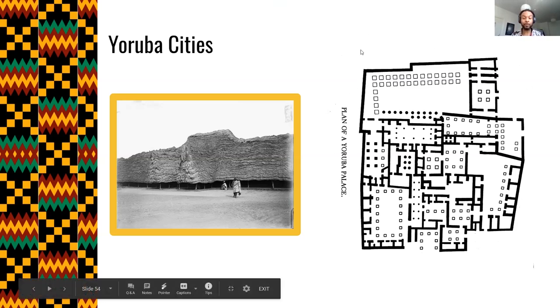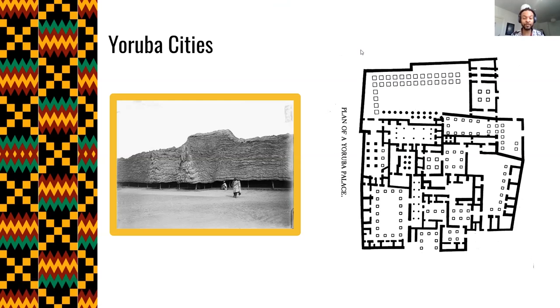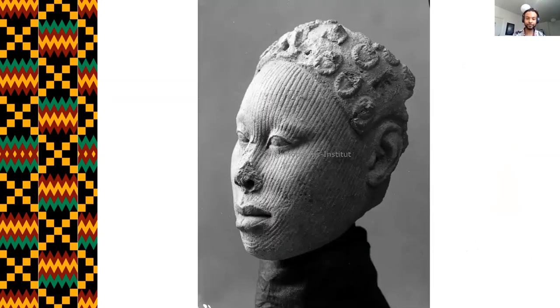When you think about palace intrigue, you think about Versailles, European palaces, maybe the Forbidden City in China. You don't think about an African palace. Look at this map and you realize you can easily make a whole game around intrigue and royal drama in a Yoruba palace. This is an interesting example. This is Yoruba art from the Middle Ages.